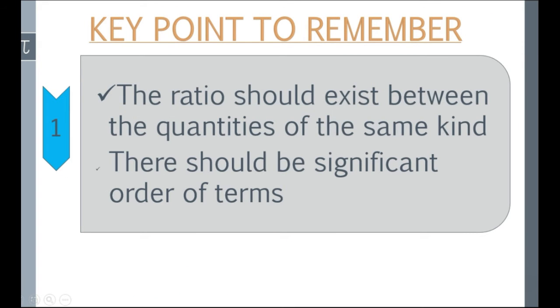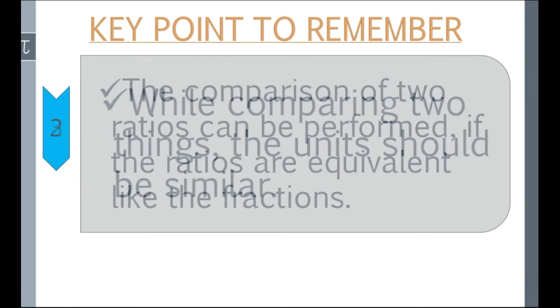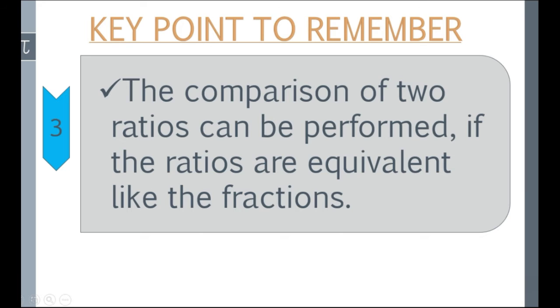So what are the key points to remember in the ratio? The ratio should exist between the quantities of the same kind. Yes, जब हम रेशियो कैलकुलेट करते हैं तो क्वांटिटीज़ वो सेम काइंड की होनी चाहिए और दूसरा उनकी जो यूनिट है, while comparing two things that the unit should be similar, उनकी यूनिट्स सेम होनी चाहिए. The comparison of two ratios can be performed if the ratios are equivalent like fractions, right?